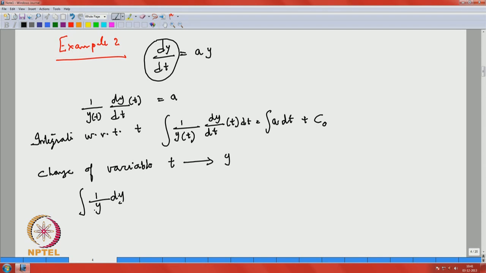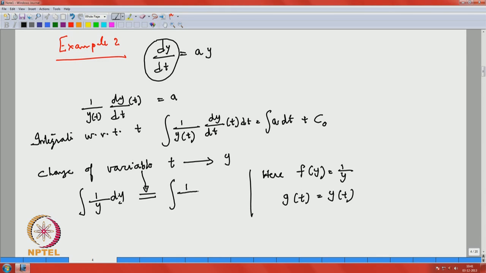Here f of y is 1 over y and my g of t is y of t. This is what you are doing. If I do that by the change of variable formula again, I need to view this as a function of t and differentiate it. Differentiating gives my dy by dt, that is y prime of t, and I can integrate with respect to dt.